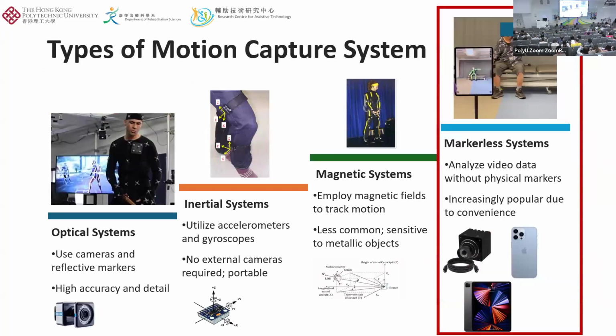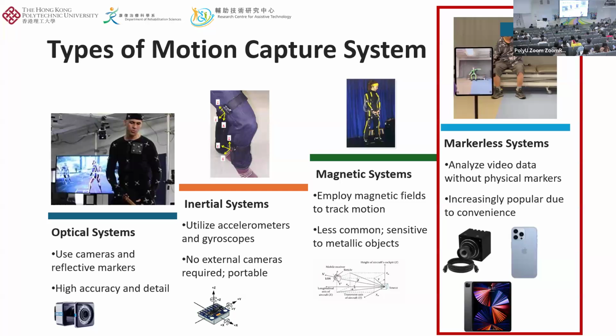But before applying the motion capture technology in the patient, we have to know which type of system to use. For example, traditionally, we use the optical system in which we attach the refractive marker or sensors on the body surface of the patients. This method is an accurate method, but for such methods, it requires the attachment of marker, which will constrain the patient's movement, and also it might cause the uncomfortable feeling of the patient.